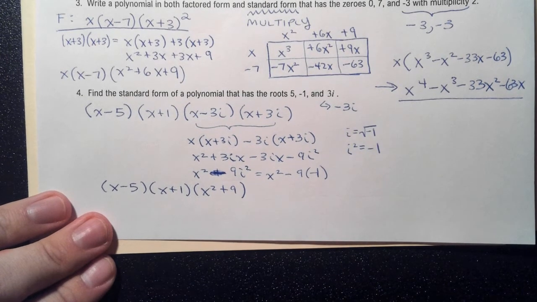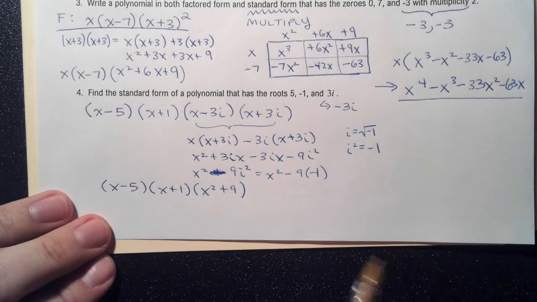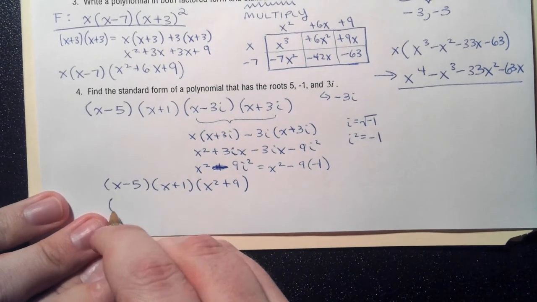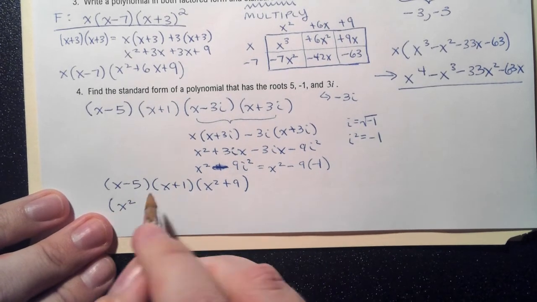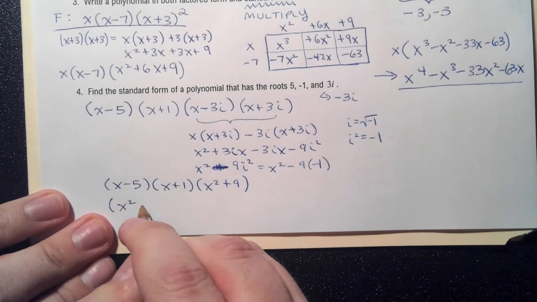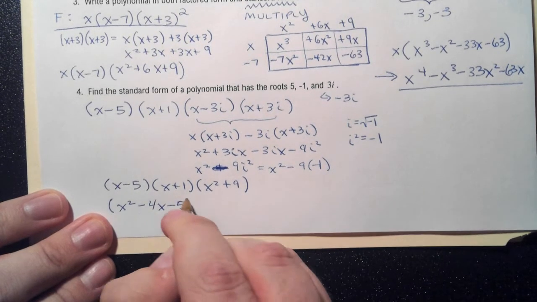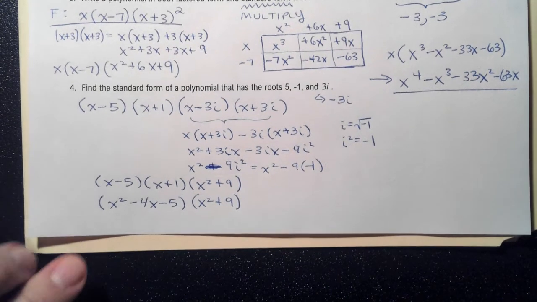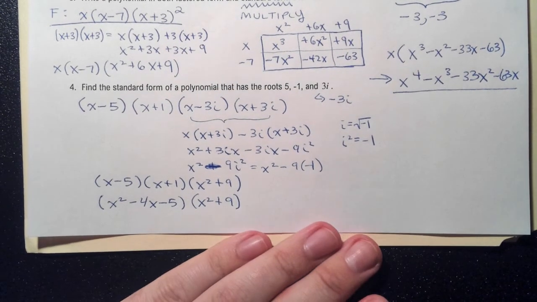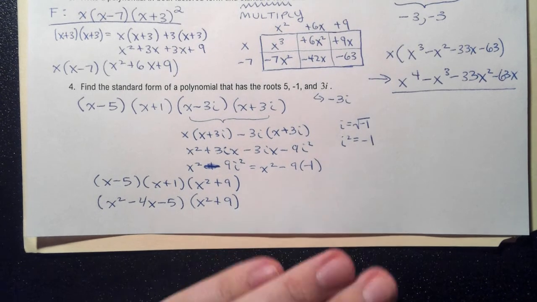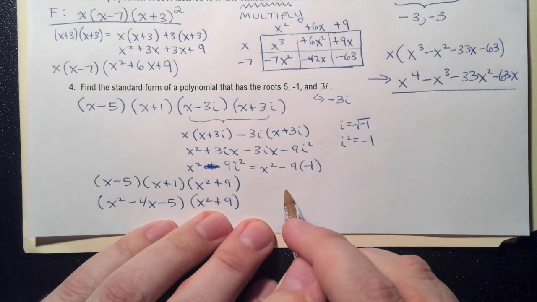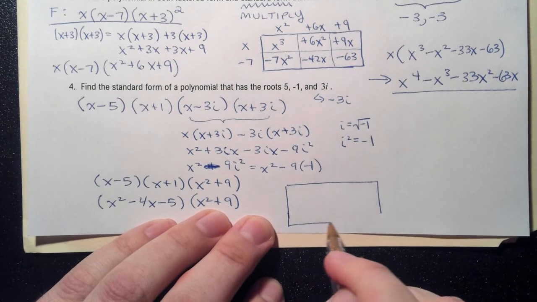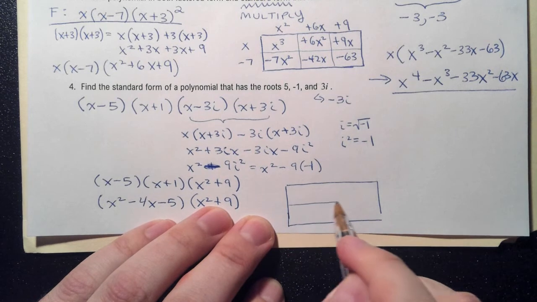Well, my next step would be to multiply two of the binomials. I'm going to multiply these two together. I'll leave it to you to check this work is correct. But the result you should get from multiplying x minus 5 and x plus 1 is x squared minus 4x minus 5. And now I'm left, once again, to multiply a binomial and a trinomial. The simplest way to multiply a binomial and a trinomial and keep your work neat is with the 3 by 2 box.